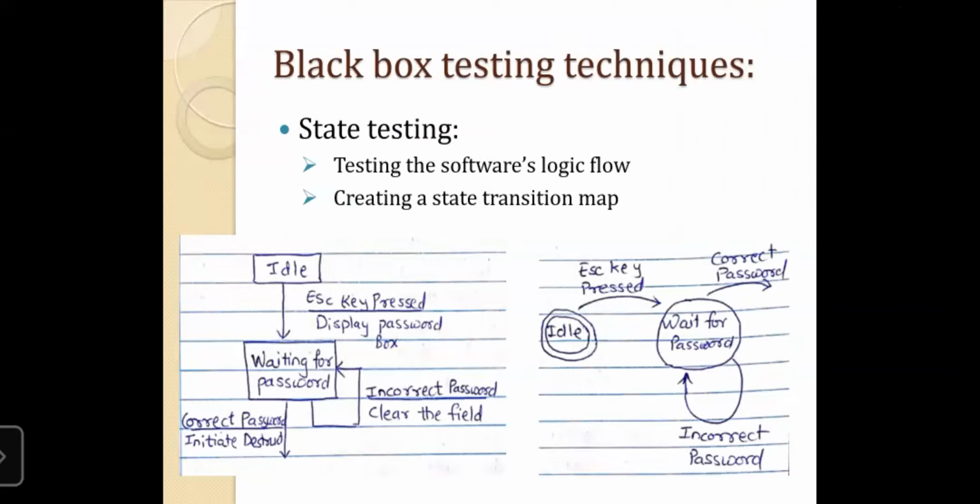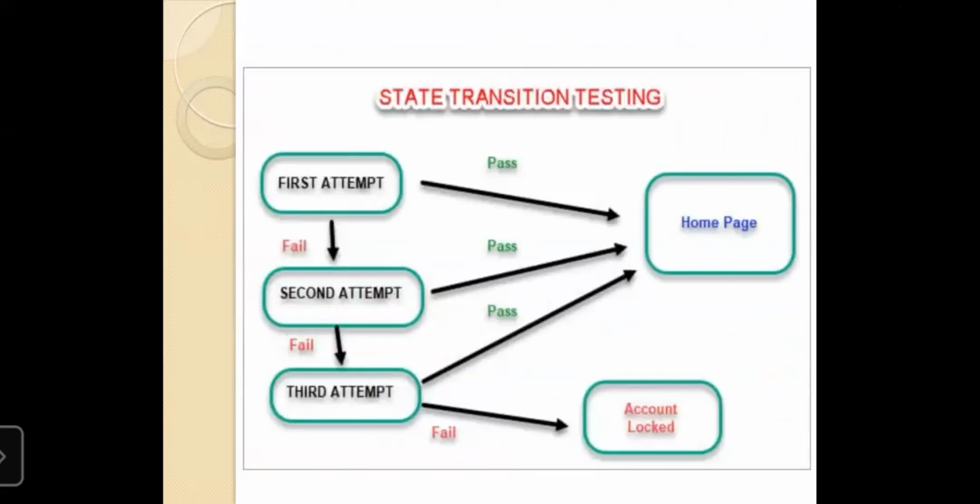Related to this state transition diagram, we have seen the example of a banking website. In any banking website, you have 3 attempts. If the first attempt passes, you will be diverted to your home page. Otherwise, if the first attempt fails, you will be given a chance for the second attempt. If the second attempt passes, you will be diverted to the home page. Otherwise, if it fails, go to the third attempt. If the third attempt passes, you will be diverted to the home page. Otherwise, if it fails, your account will be locked.